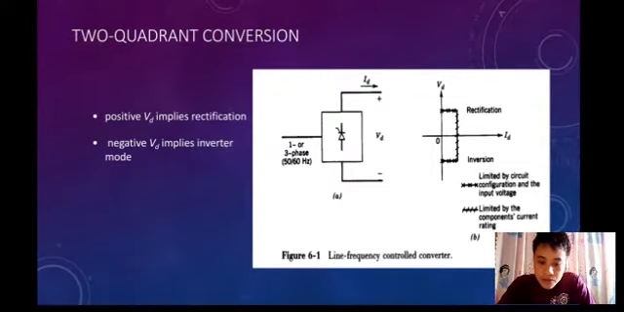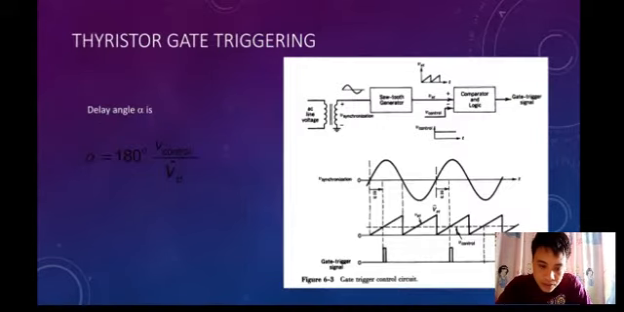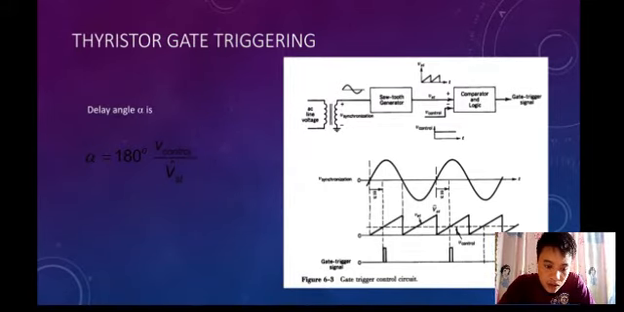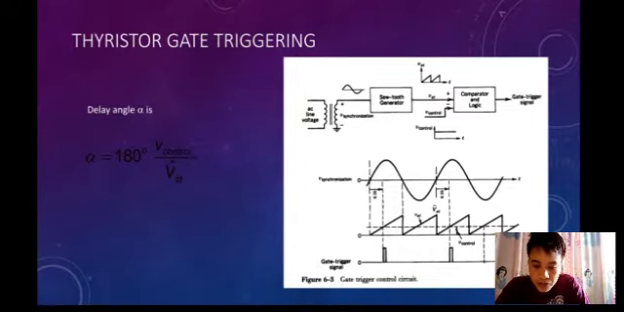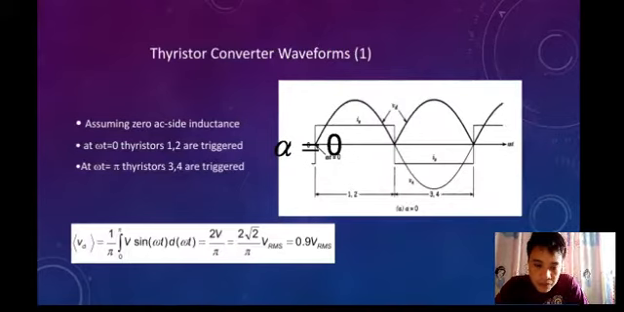That's figure 6-1, the line frequency controlled converter. This is also the thyristor gate triggering. The delay angle alpha is equal to 180 degrees times V control over V ST. This is figure 6-3, the gate trigger control circuit.